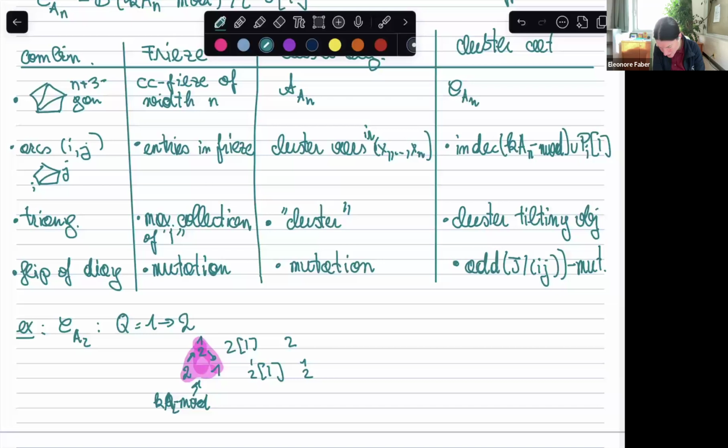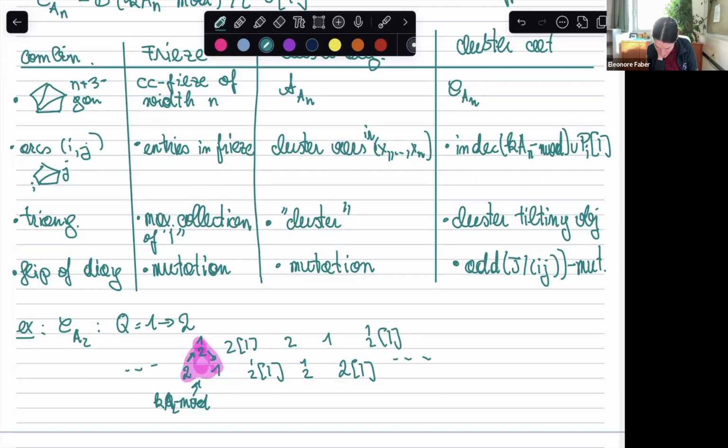And here we have, I'm always getting confused. Which one is the next one? 1. And then here we have 2 shift and 1, 2 shift, and so on. So this continues in both directions. I don't draw the arrows because they're a little bit confusing.